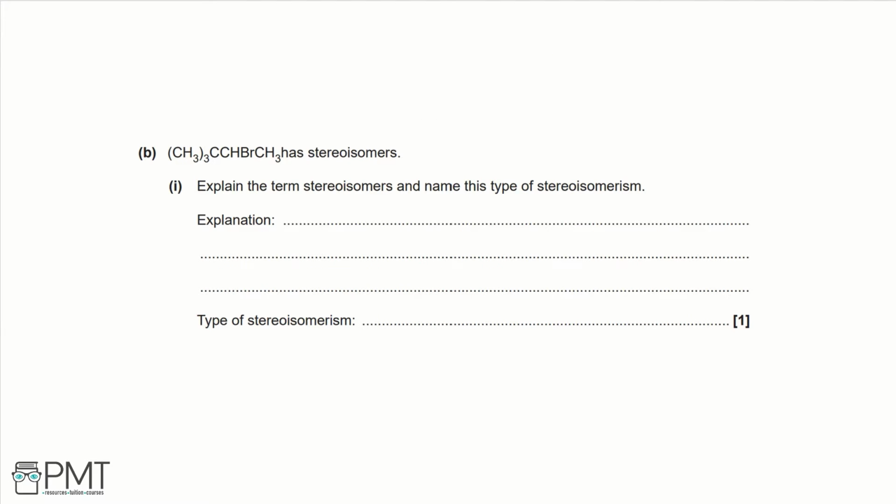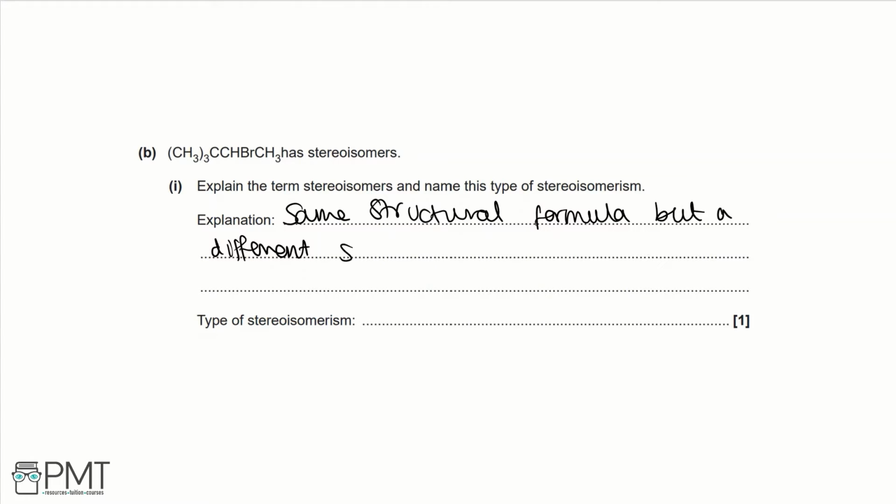B. (CH3)3CCHBrCH3 has stereoisomers. Part 1. Explain the term stereoisomers and name this type of stereoisomerism. This question relies on recall. If you got it wrong, it's worth noting this on a flashcard so that you can revisit it and learn the set phrase to write. The explanation they want is that a stereoisomer has the same structural formula but a different spatial arrangement of atoms. You could also have said a different arrangement of atoms in space.